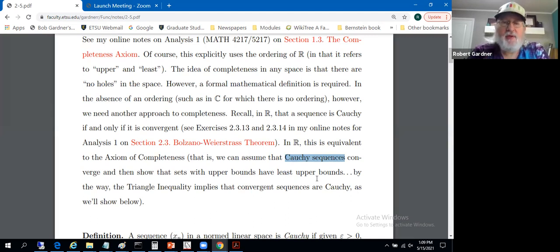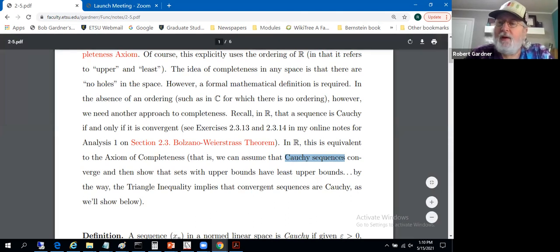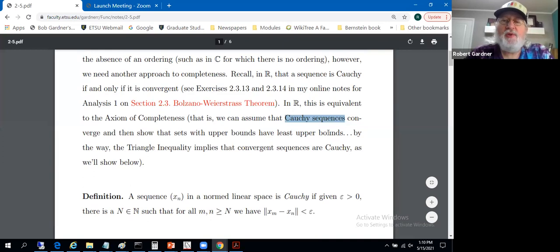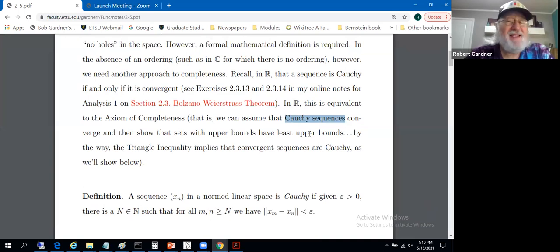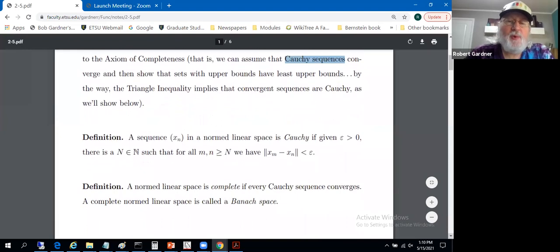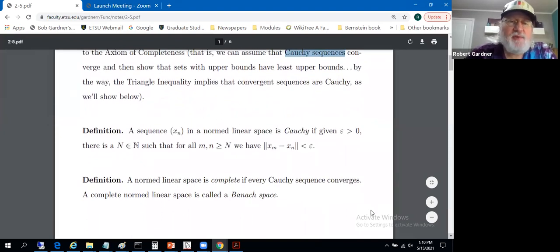Euclidean geometry involves a lot of properties of lines. But we will mimic this idea that in the real numbers, completeness is equivalent to Cauchy sequences converging, and we'll actually take that as our definition of completeness in a normed linear space. So we need a few more definitions.